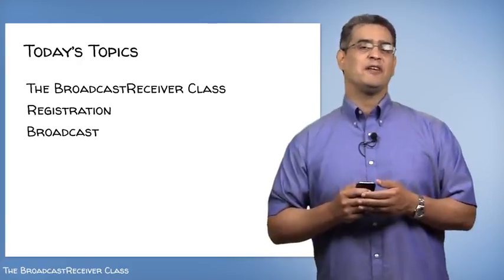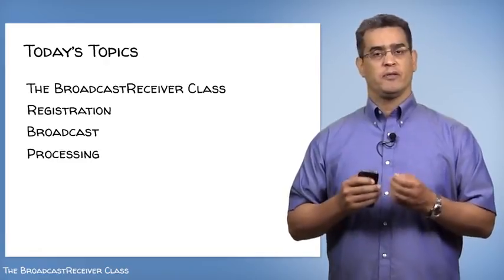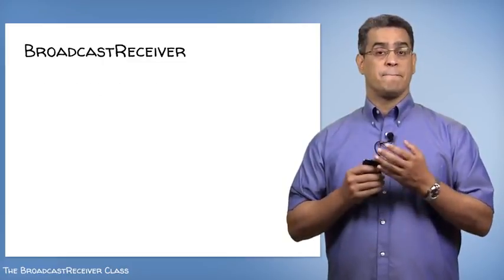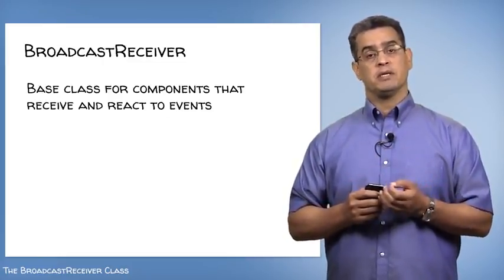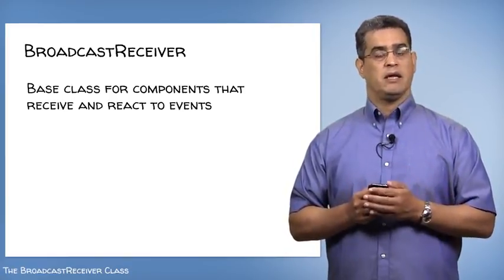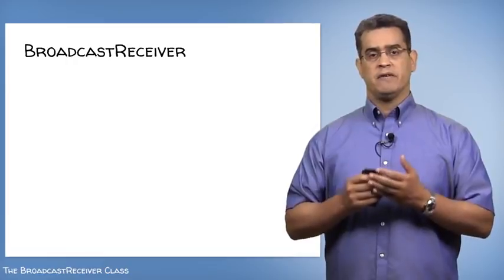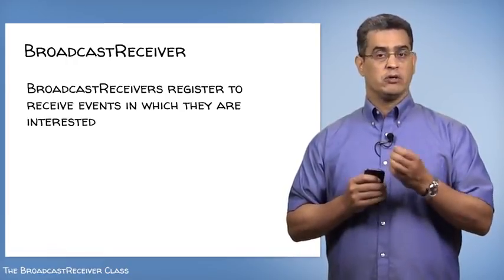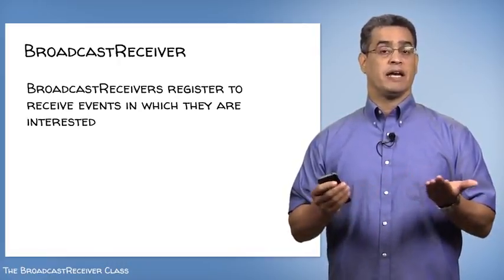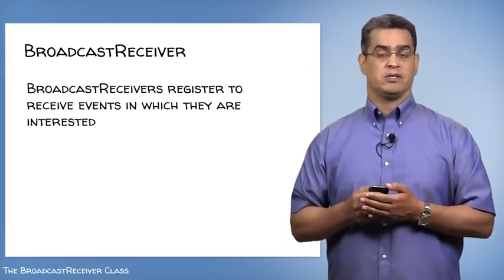And lastly, I'll finish up with a short discussion of how broadcast receivers are notified and how they handle the broadcasts they receive. The broadcast receiver is a base class for components whose purpose is to wait for certain events to occur, to receive those events, and then to react to them. And the way this all works is that individual broadcast receivers register to receive the specific events in which they're interested. For example, there's a broadcast receiver in Android whose job is to listen for outgoing MMS messages.